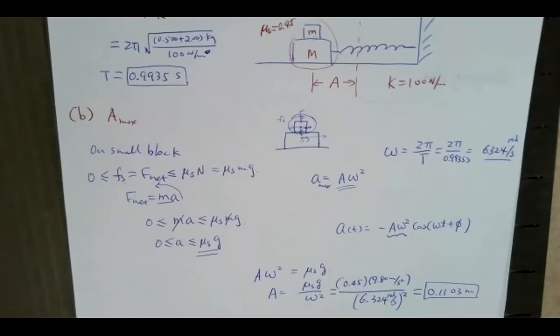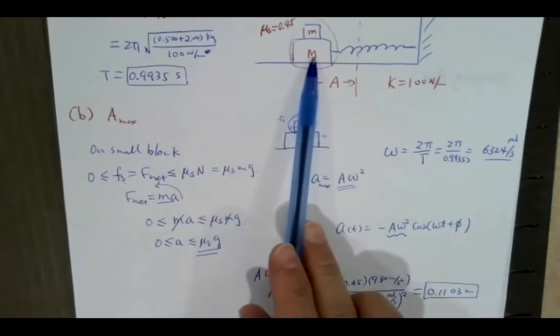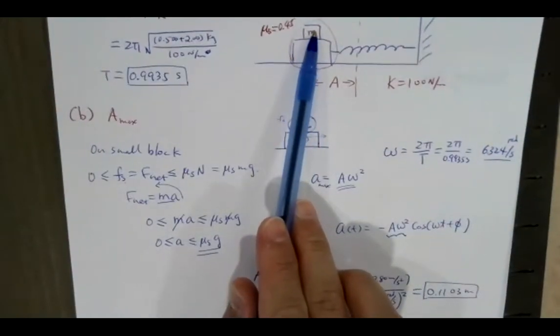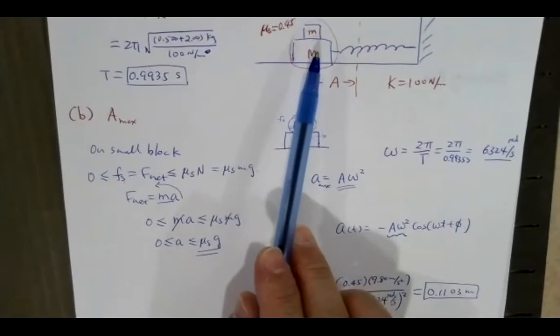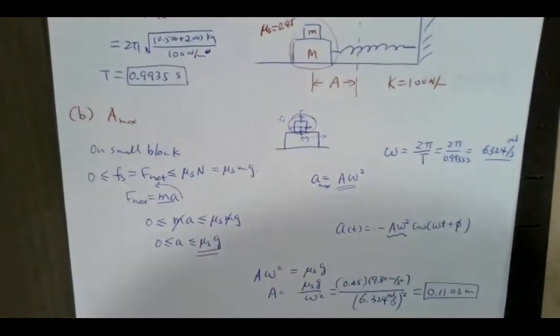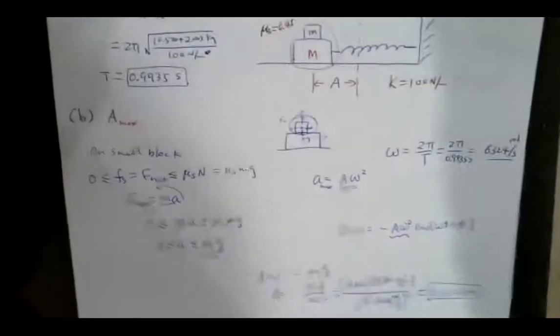So that's the maximum you can pull. If you pull your A, the amplitude, larger than 0.11, then the oscillation of the system, or of the larger block, will be larger than the maximum oscillation that the smaller block can have. So then the smaller block will start to slide off the top of that one. Just let me know if you have questions before we move on to the next one here.